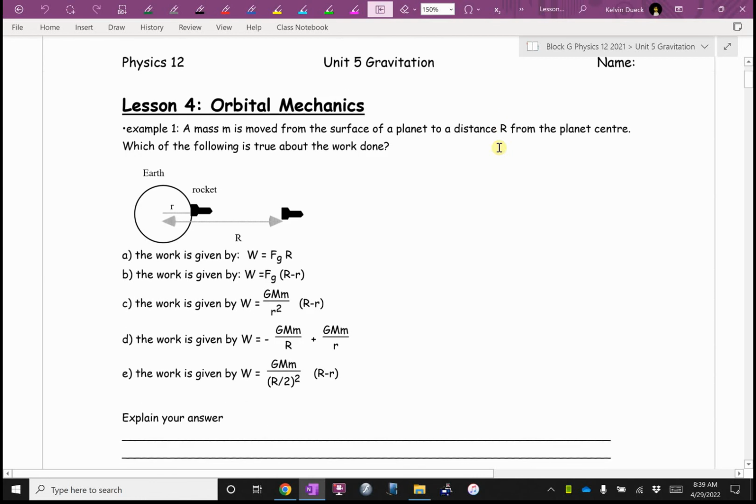Example 1 says this. A mass, little m, let's make it a little rocket, is moved from the surface of a planet to a distance r from the planet's center. Which of the following is true about the work done?